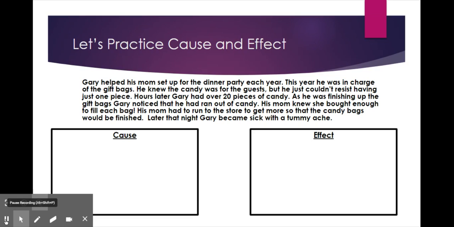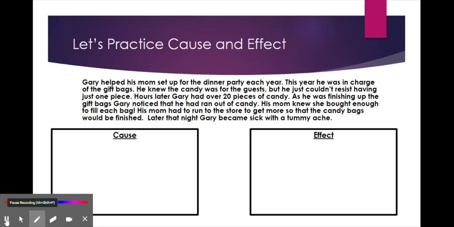As he was finishing up the gift bags, Gary noticed that he had run out of candy. His mom knew she bought enough to fill each bag. His mom had to run to the store to get more so that the candy bags would be finished. Later that night, Gary became sick with a tummy ache. Now let's go through the paragraph and identify the effect. What happened?